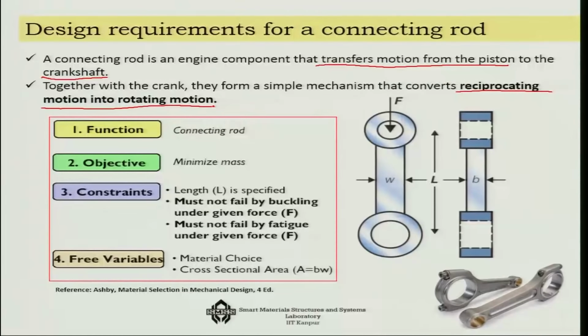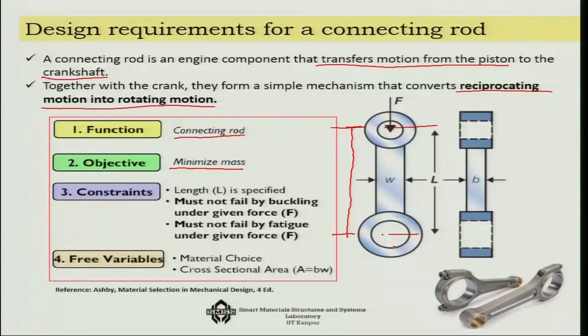So, the function here is that it is a connecting rod, it has to transmit force from one end to the other, and the objective is it has to minimize the mass, okay, it has to be as light as possible. Constraints will be that first of all the length is specified, we cannot arbitrarily choose the length, okay. So, this center to center length will be specified, and it must not fail by buckling under given force, because as you can see the connecting rod is going to get a compressive kind of load.